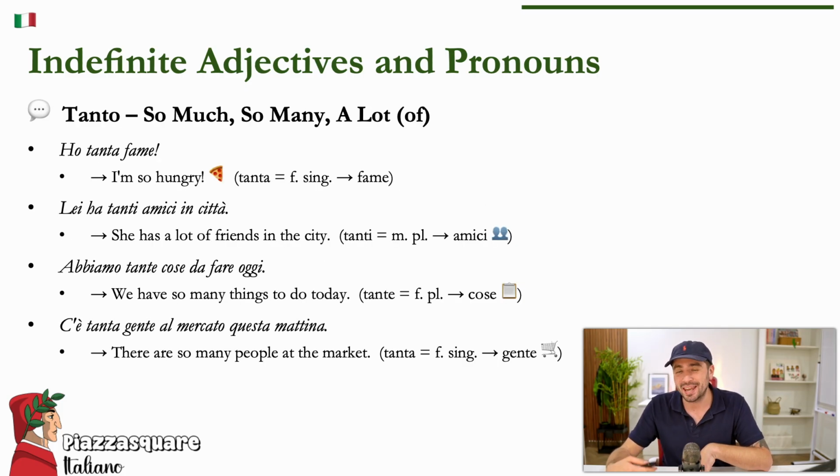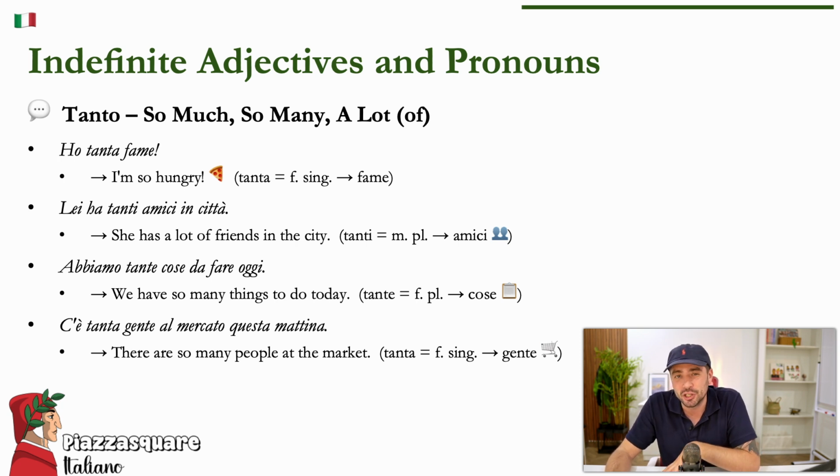Tanto, so much, so many, a lot. Ho tanta fame, I'm so hungry. Literally, I have so much hunger. Tanta is feminine singular agreeing with fame, hunger. This is an everyday expression to say you are very hungry. You could also say ho molta fame, I have a lot of hunger, but tanta fame is very common in speech to emphasize how hungry you are.